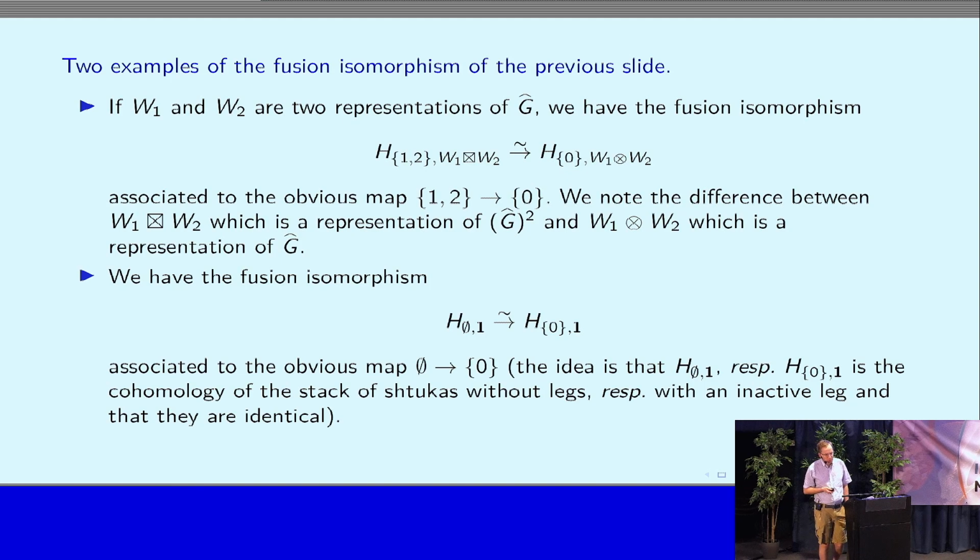And there are two examples of fusion. First, when you have two representations of G hat, then H12 of W1 external product W2 is H0 of W1 tensor W2. And then the second example, which we will use also, is the case where you have the obvious map from the empty set to zero, and then you get that H empty set one is a one-dimensional trivial representation. You get that H empty set one is H zero one.